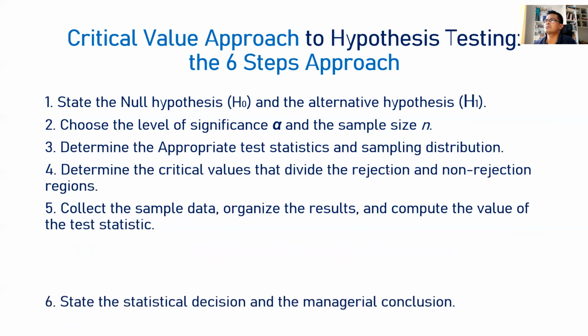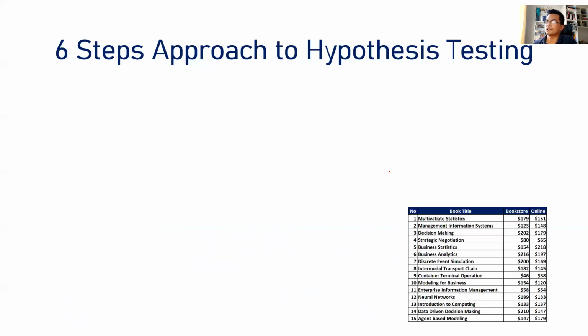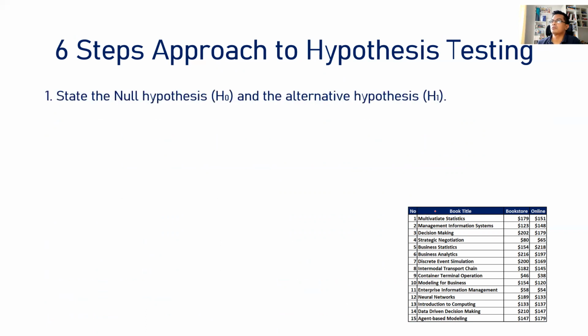Okay, without further ado, let's go to the first step of the method. The first one is stating the null hypothesis. Of course, because we want to determine whether the price is similar or not. The null hypothesis in this case is that the mean difference between these populations is equal to 0. So mu1 minus mu2 equals 0.